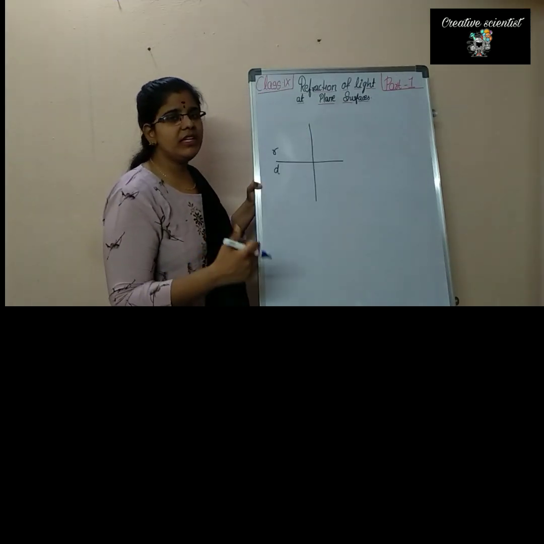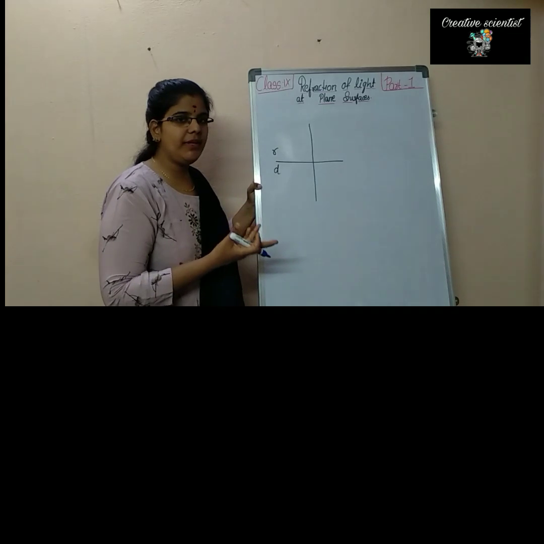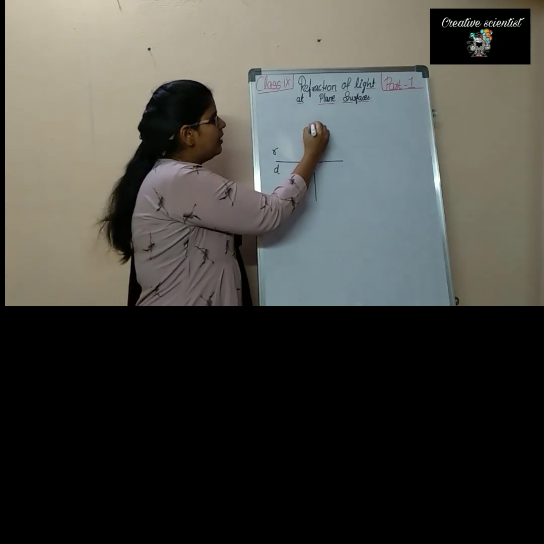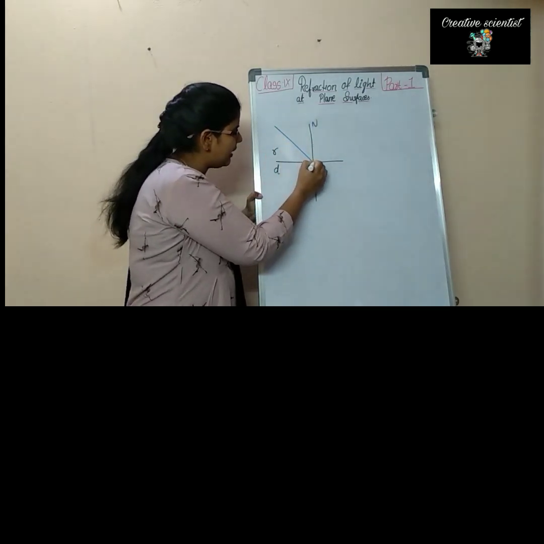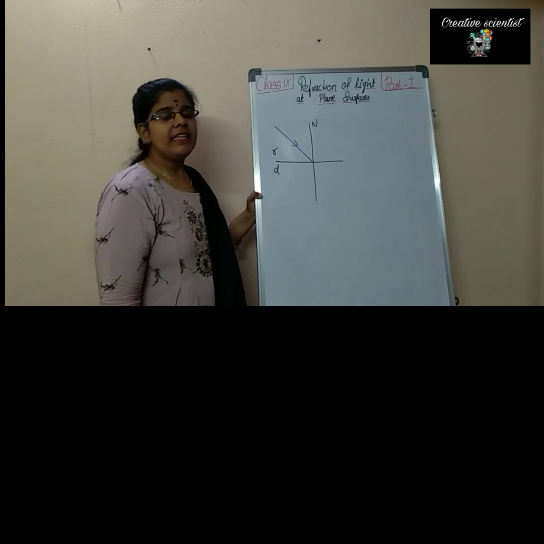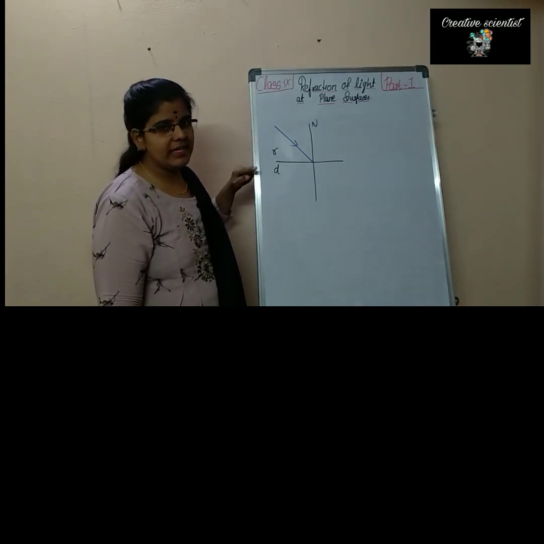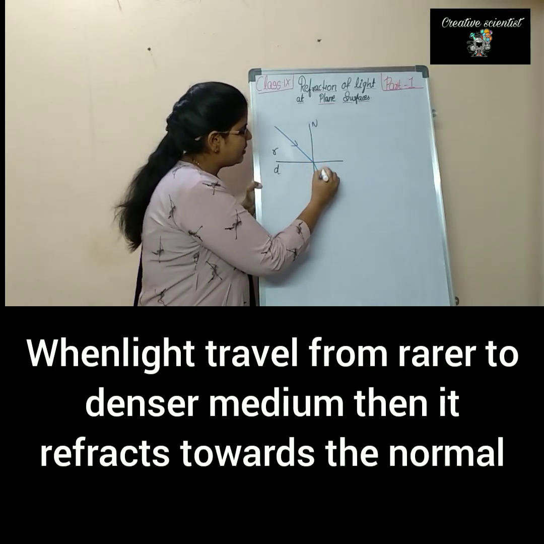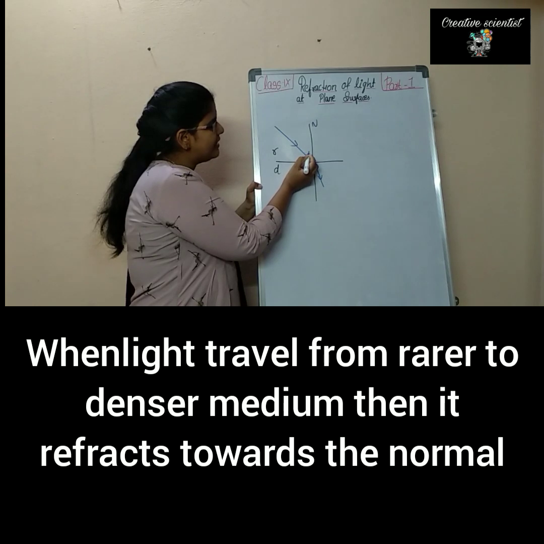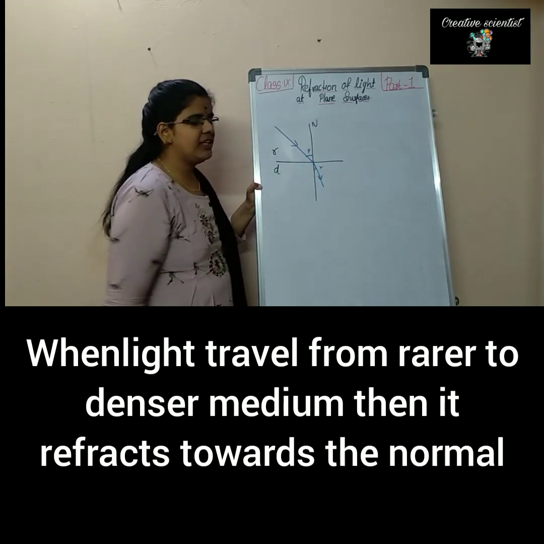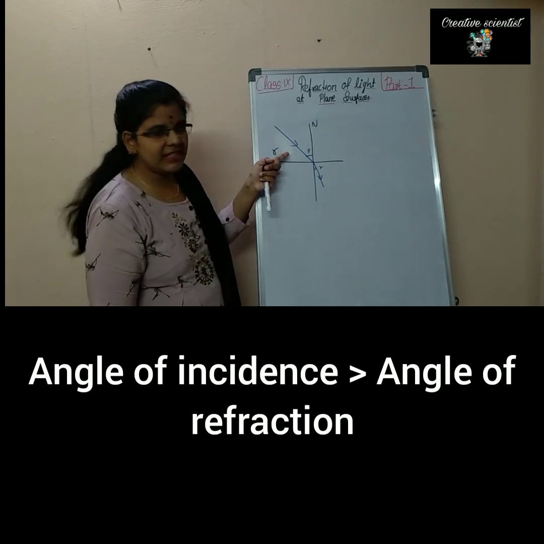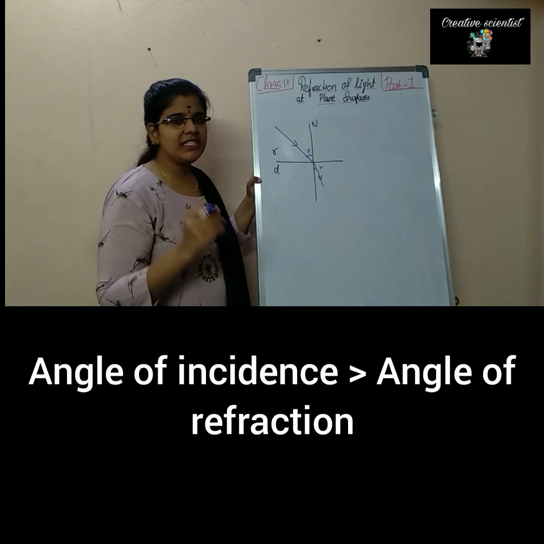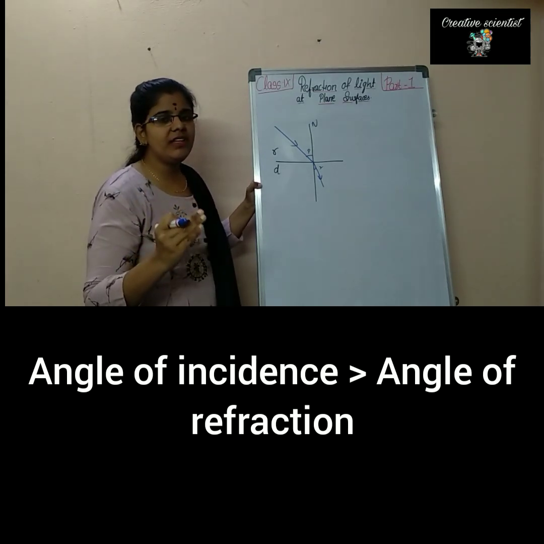Now let us see how the light refracts when it is moving from the rarer medium to the denser medium. Again I have taken an interface and a normal. This is the incident ray. When the light ray is moving from rarer to denser medium, it will be refracting towards the normal, like this. This is the angle of incidence and this is the angle of refraction. Here you can observe that the angle of incidence is greater than the angle of refraction. Why is the angle of refraction less? Because it is moving towards the normal.